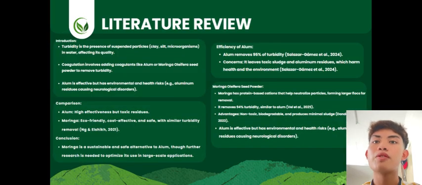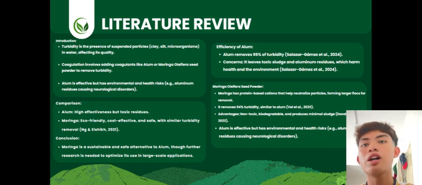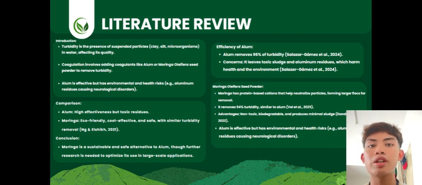Literature review. Firstly, I'm going to compare alum and Moringa oleifera seed powder for turbidity removal. Turbidity refers to particles like clay, silt, and microorganisms that make water cloudy. The process of coagulation helps remove these particles by adding coagulants like alum and Moringa. Alum is commonly used but has risk from aluminium residue and produces toxic sludge. On the other hand, Moringa oleifera is an eco-friendly and safe alternative.